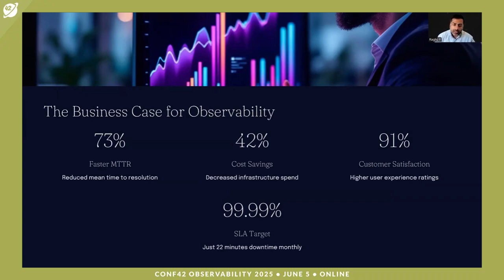A 99.99% availability target translates to 22 minutes of allowable downtime per month, as you see in the picture right here. These metrics demonstrate the tangible benefits of investing in observability for our organization. With observability, we can proactively monitor our systems, rapidly troubleshoot our problems, and continuously improve the services we deliver to our customers and clients across the world.